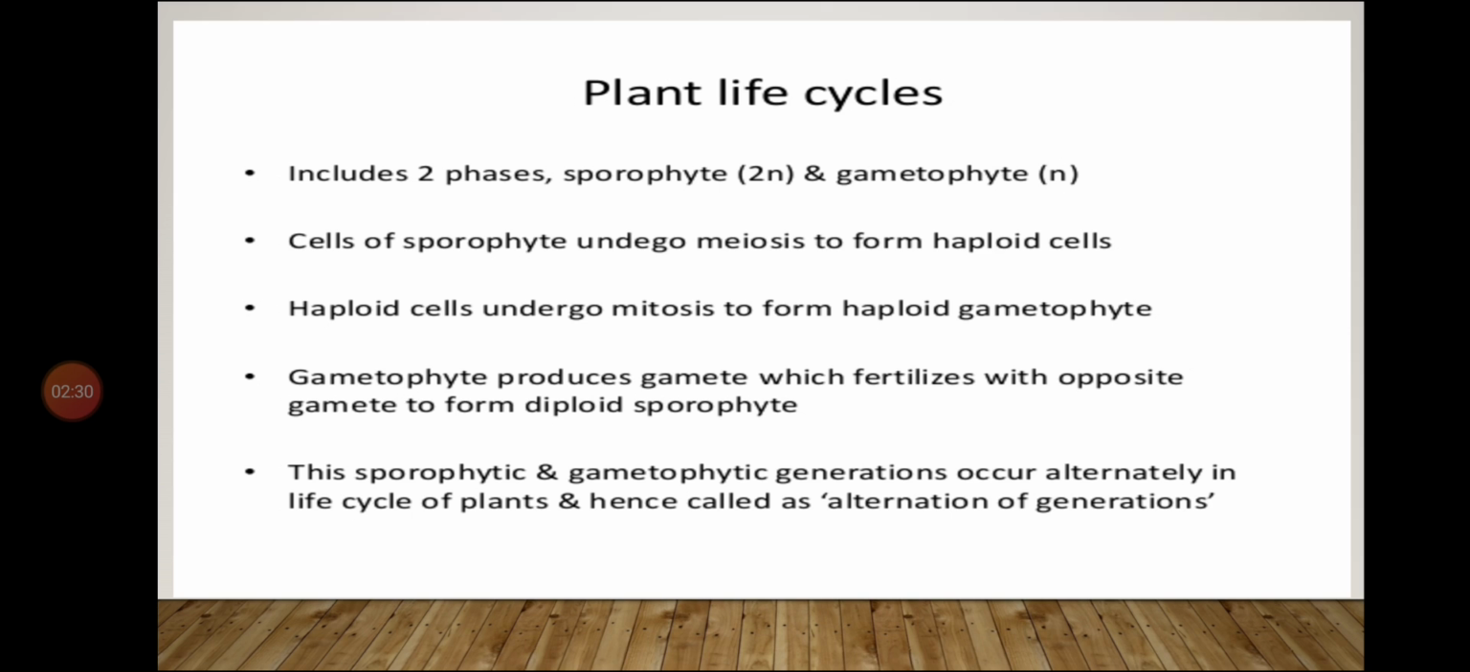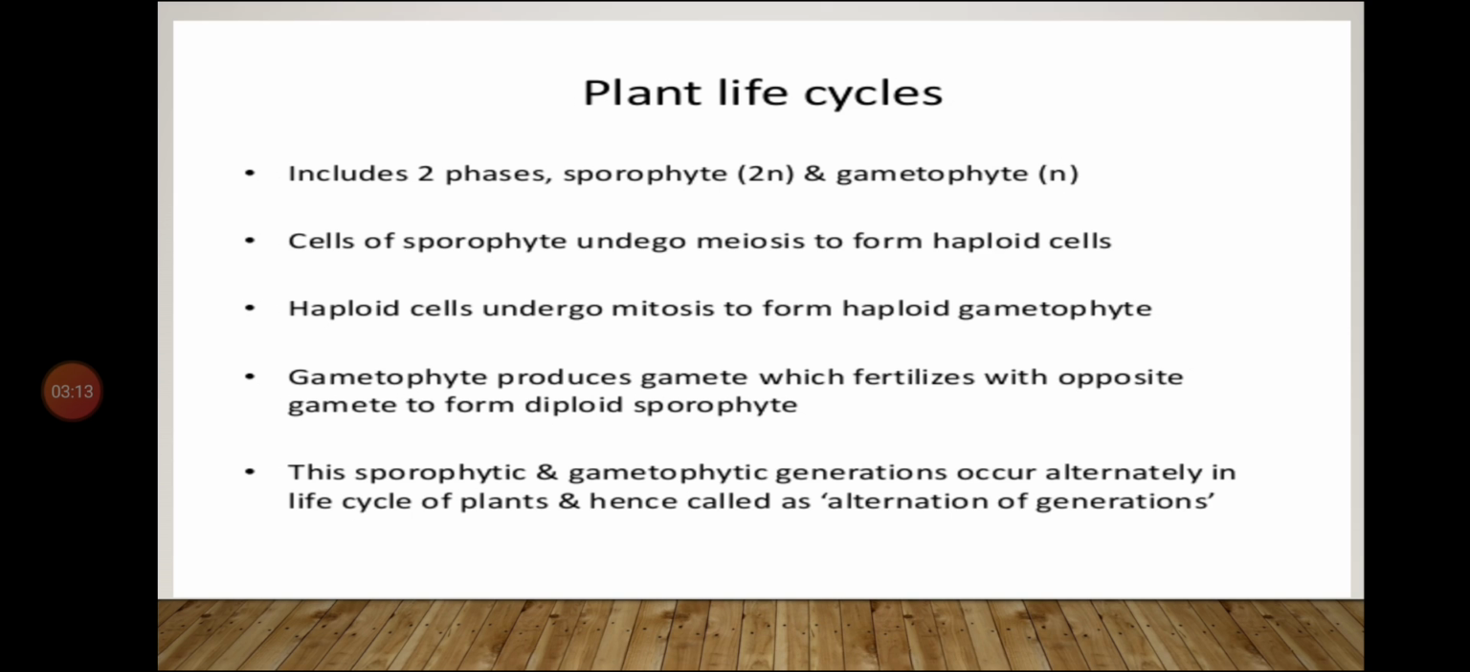These haploid cells then undergo mitosis and form the haploid gametophyte. Getting it, students? Sporophyte undergoes meiosis and forms haploid cells, and these haploid cells undergo mitosis and form the haploid gametophyte. The gametophyte produces gametes, that is male gamete and female gamete, which fertilize with the opposite gamete to form the diploid sporophyte.